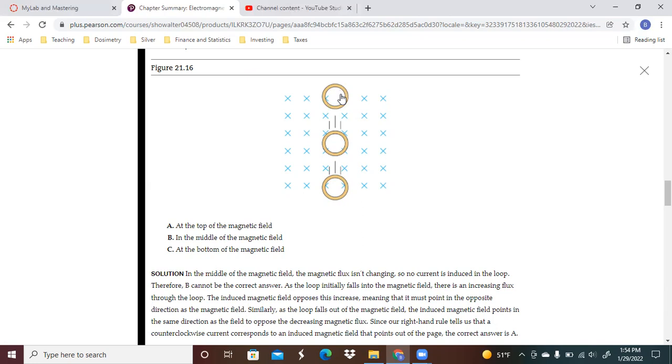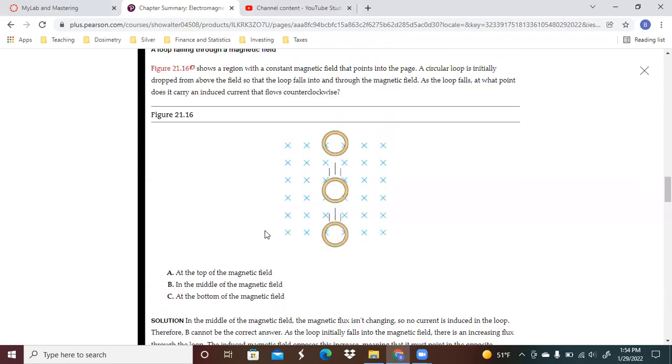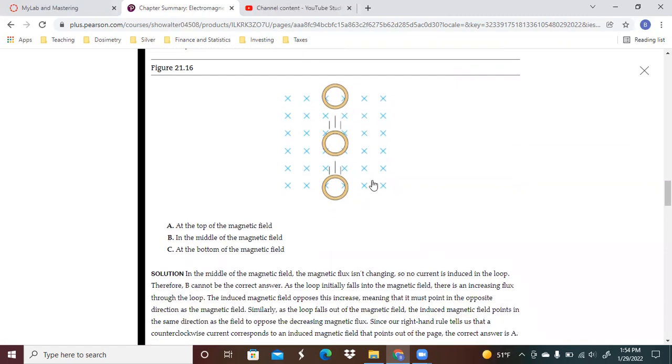When you do that, your fingers curl around in the counterclockwise direction. That's the direction that it's asking for. The induced current is counterclockwise. So therefore, your correct answer is A.